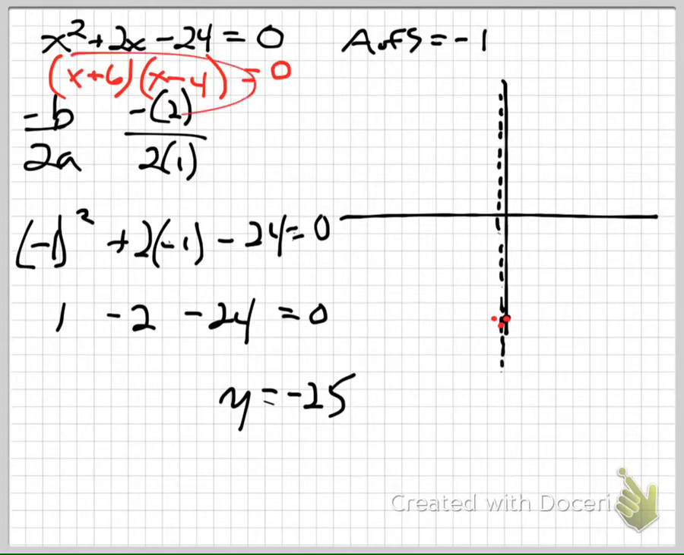So this is it. So then what are my roots? X plus 6 equals 0. X minus 4 equals 0. What are they? Negative 6 and 4. Right? Well, negative 6, which is here, and 4, which is here. And so all of a sudden, now I have my parabola. Does that make sense?